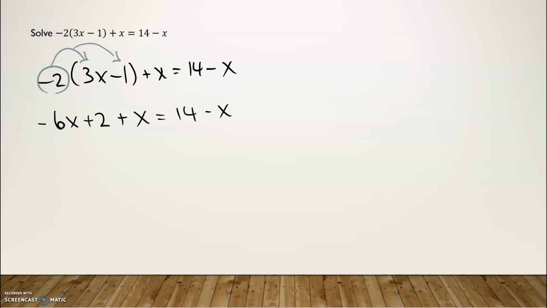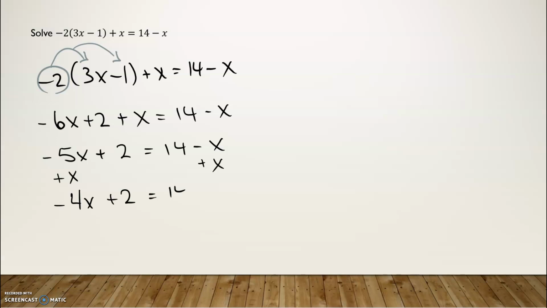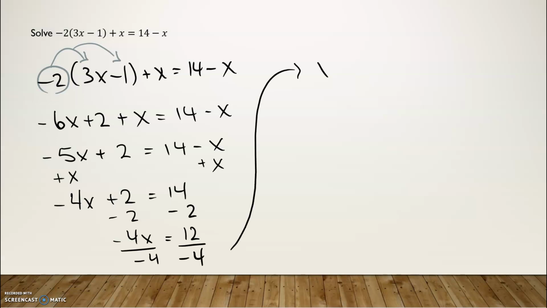Okay, and then I'm going to combine my x values. So I have negative 6x plus x, so that will give me negative 5x plus 2 equal to 14 minus x. I'm going to move x over, so I'm going to add x to both sides. So that's going to give me negative 4x plus 2 equals 14. Subtract that 2 from both sides. Negative 4x is equal to 12. Divide by negative 4. Okay, so x is equal to negative 3.